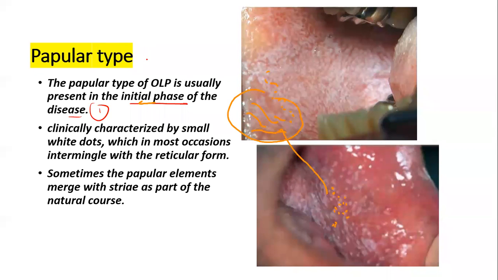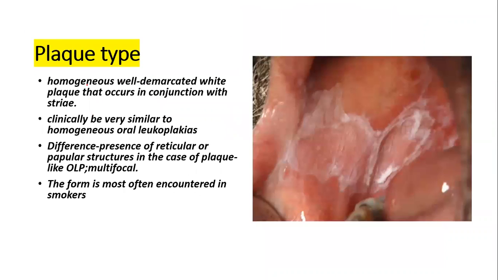The next is the plaque type, where you see a homogeneous, well demarcated white plaque. So in this diagram, you have a homogeneous white plaque in association with the reticular form. Clinically, it resembles your leukoplakia, but the difference is that in oral lichen planus, it is multifocal in distribution and it is associated with the reticular form. This form is most commonly encountered in smokers.